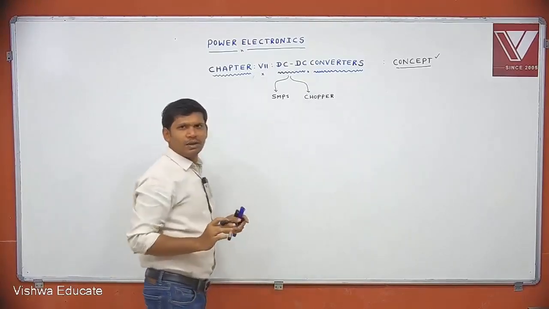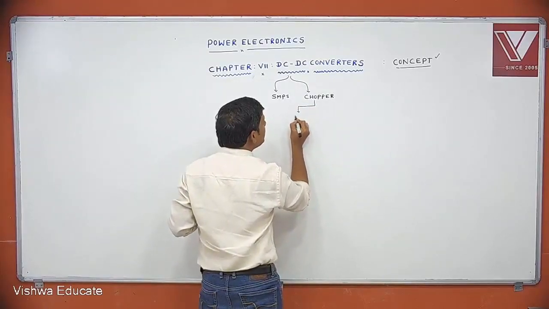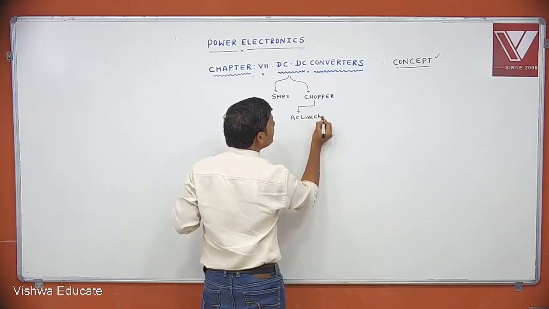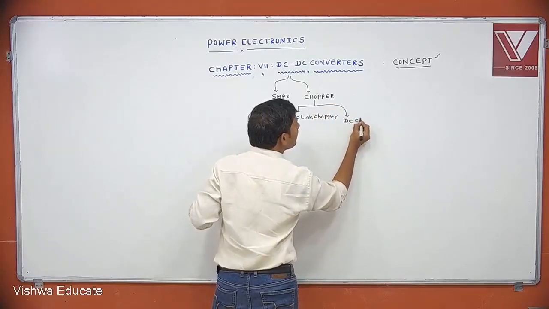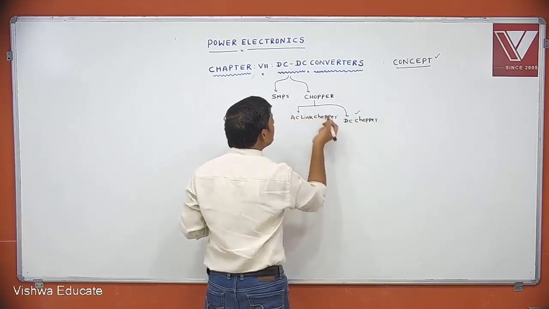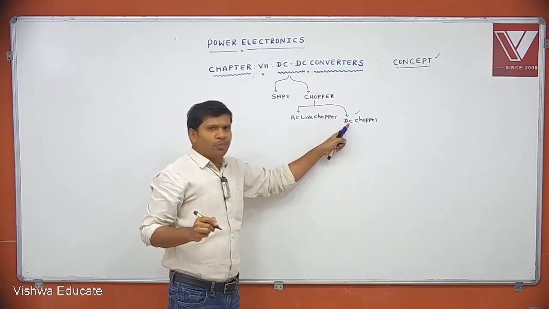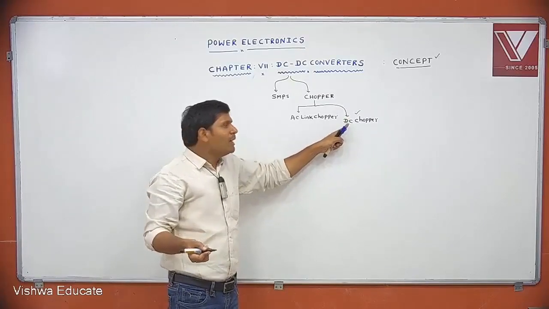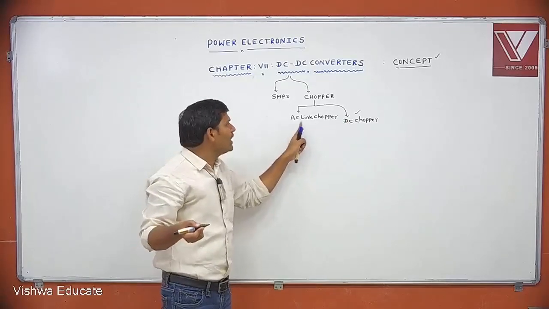on the chopper. In general, this chopper can be an AC link chopper. Another one is a DC chopper. But the chopper we are studying is nothing but a DC chopper. We don't study the AC link chopper. But what does AC link chopper mean? Generally you take the DC chopper only, don't take the AC chopper. But before developing the DC chopper, in order to get variable DC voltages, we used the AC link chopper.